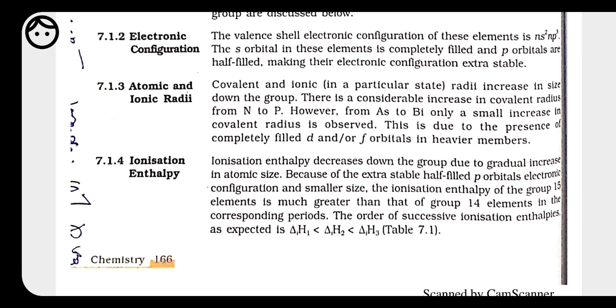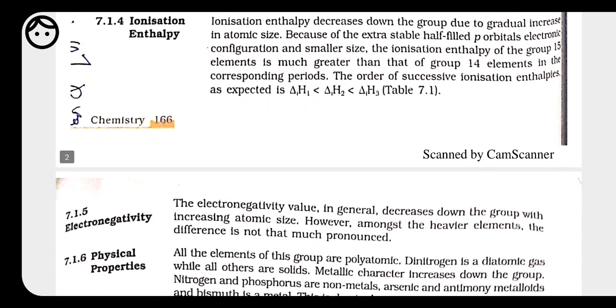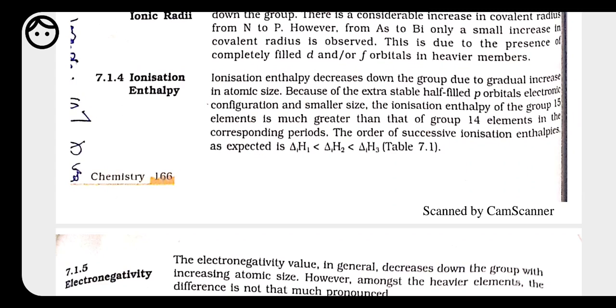First, you have to know what we mean by electron gain enthalpy. It is the amount of energy which is released whenever an electron is added into an orbital, into any shell. So energy is mostly released at that time. But whenever we try to add an electron to a group 15 element, the electron gain enthalpy is generally low. So why does this happen?